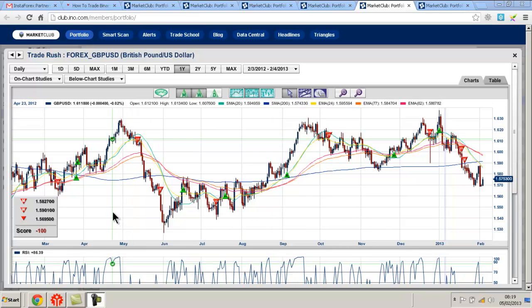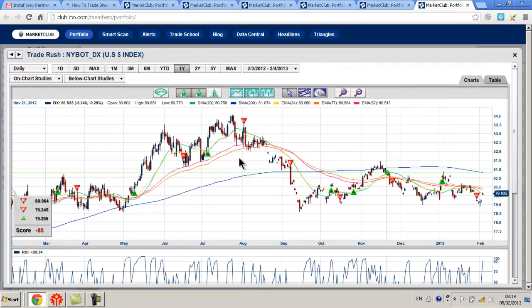So if we look here, on the daily chart, from May to the beginning of June, the British pound was moving down. If we look at the dollar index chart, May to June, the dollar index was moving up. If we see here, August the 2nd down to about mid-September, the dollar index was moving down.